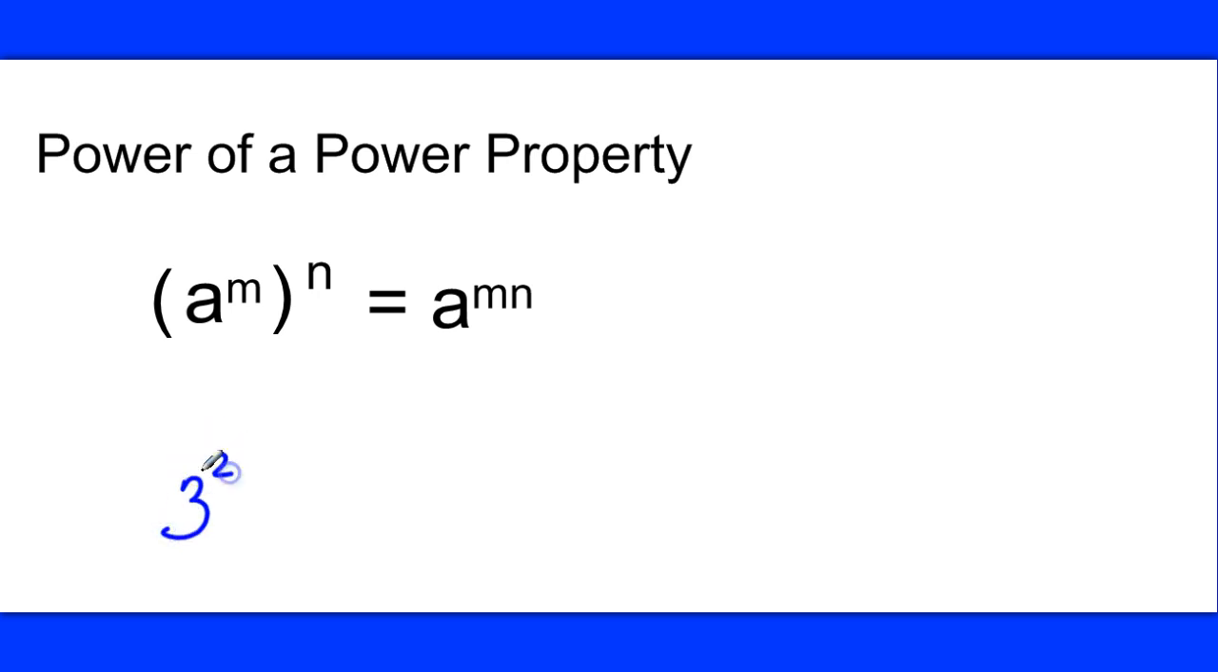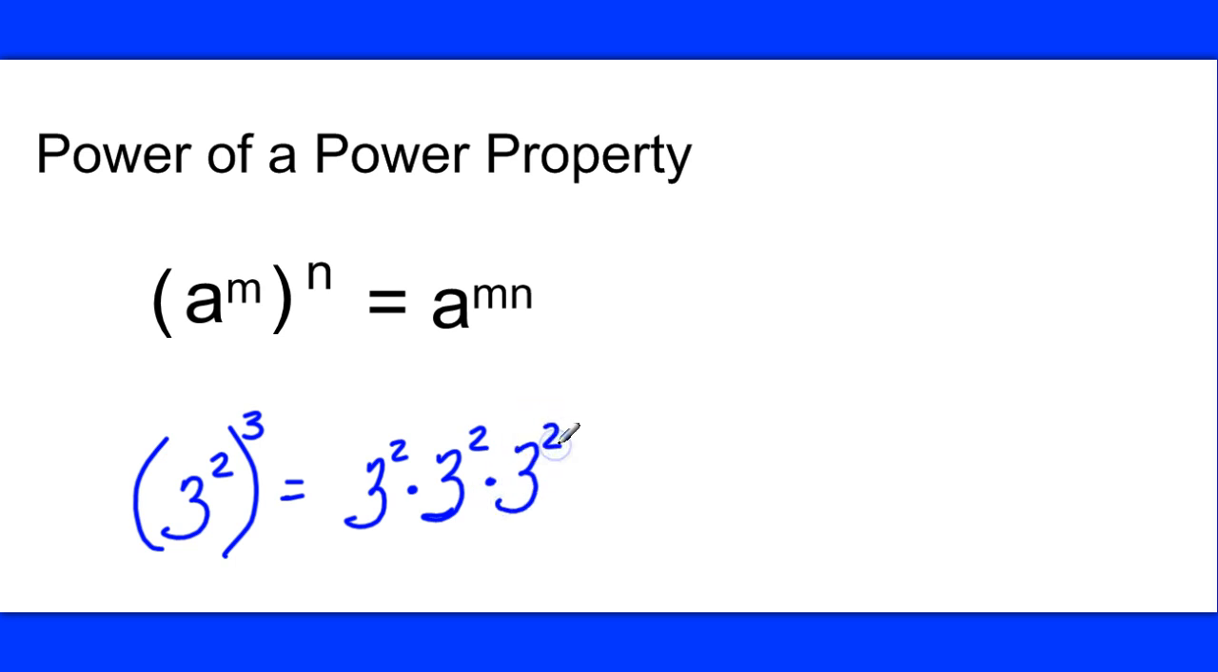3 to the second power taken to the third power. If I write this out, this is 3 to the second power times 3 to the second power times 3 to the second power. And then using the property that we just studied, we know we add those together. 2 plus 2 plus 2 is 3 to the 6th power. The shortcut is to multiply those together.